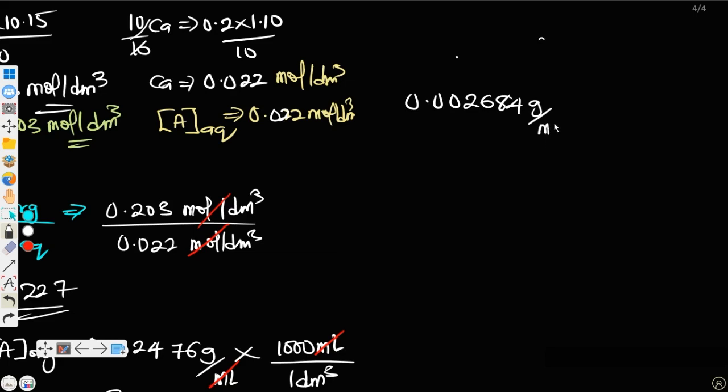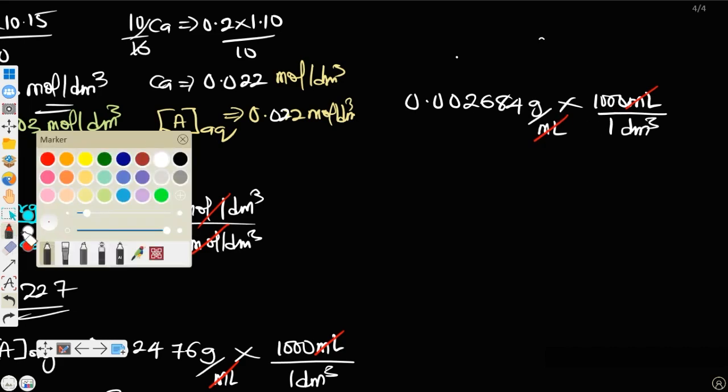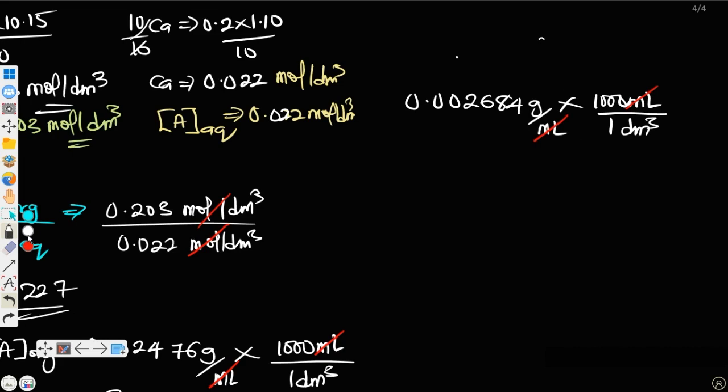Then we have it as gram per mil. To convert it to mole per dm cube, gram per dm cube, what do you do? First of all, you have to convert this mil to dm cube by noting that 1000 mil is present in 1 dm cube. The reason why I have to do it like this is so that mil will cancel mil, and then you have gram per dm cube by multiplying by 1000. This will give us 2.684 gram per dm cube.